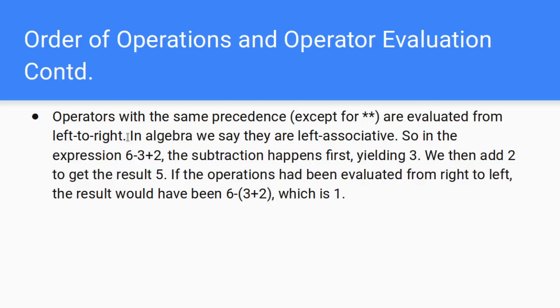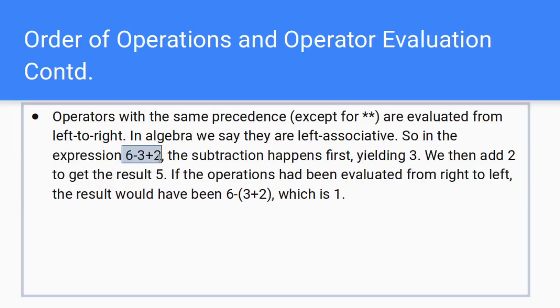So in algebra we say it's left associative because in this expression, 6 minus 3 plus 2, the answer is 5, not 1, because we evaluate from left to right.